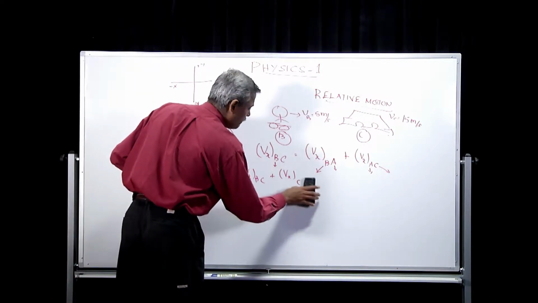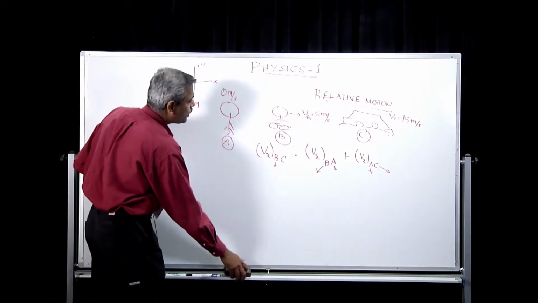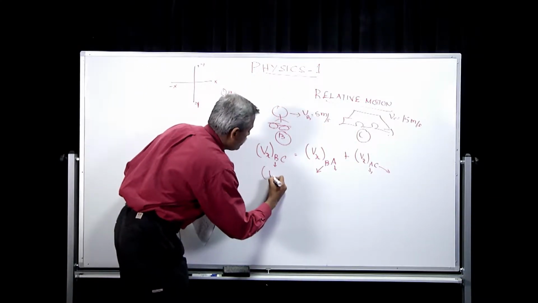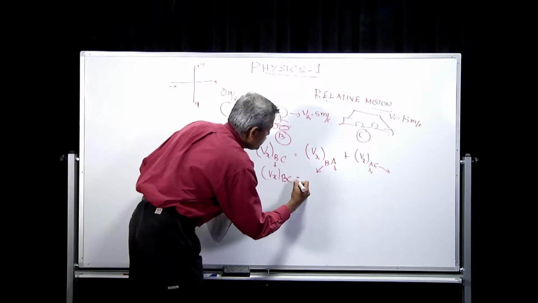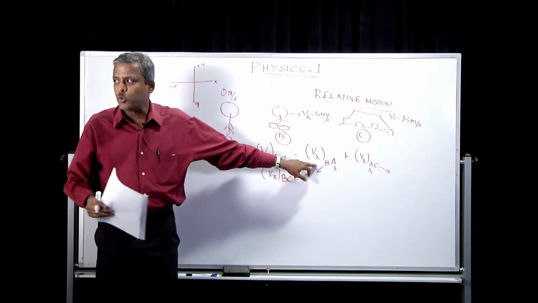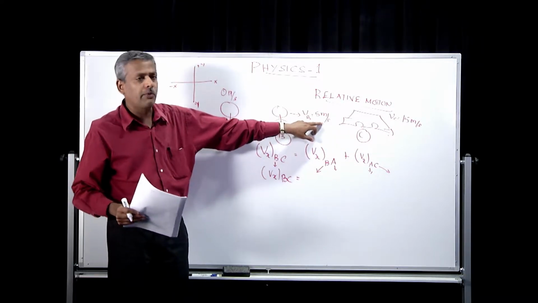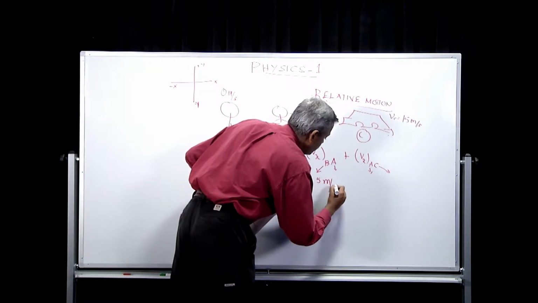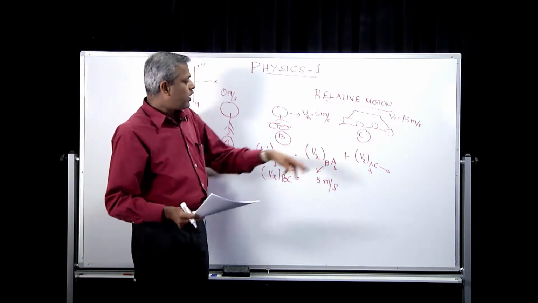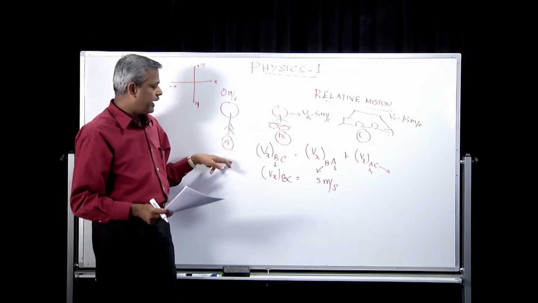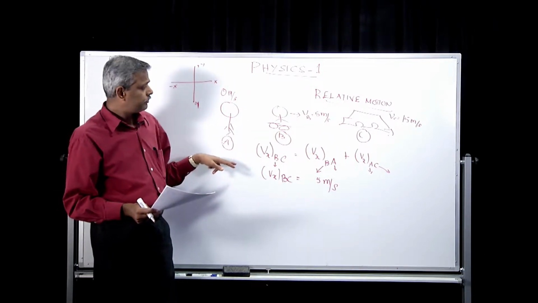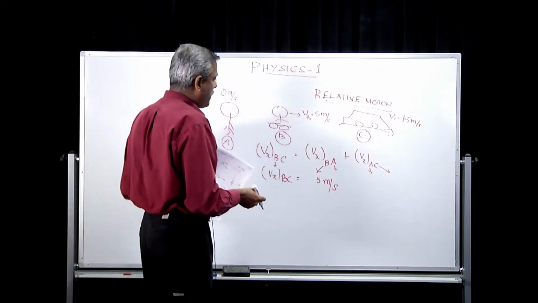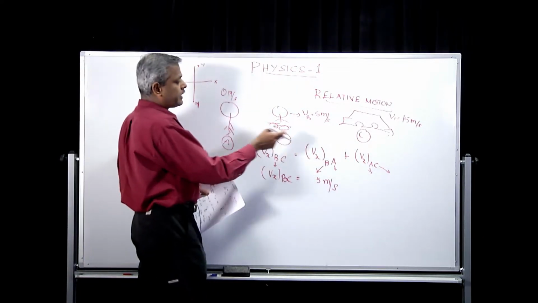So, for this problem, I want to find the velocity of B with respect to C, right. So, what is the velocity of B with respect to A? He is riding with 5 meters a second, 5 minus 0 is 5 meters a second, right. And what is the velocity of C with respect to A? So, C with respect to A, or this is A with respect to C.